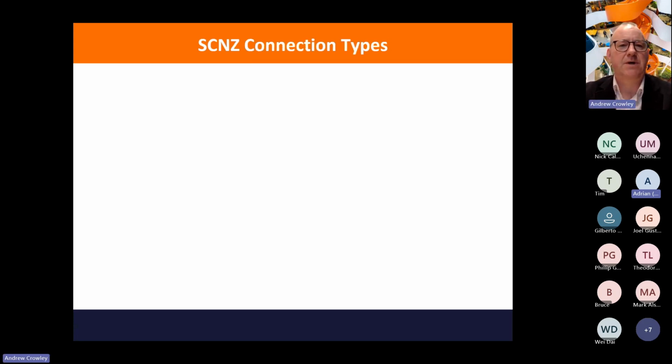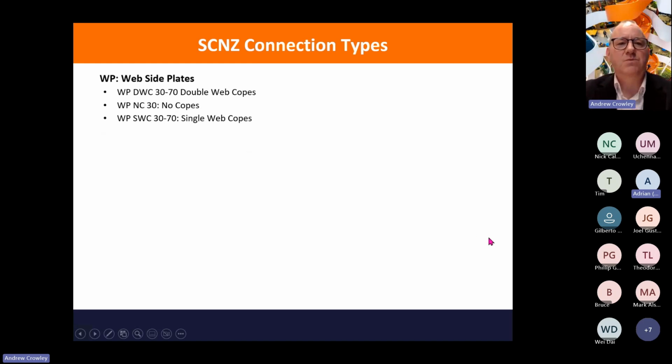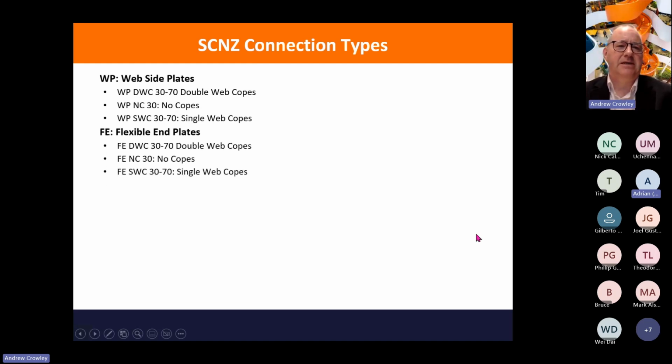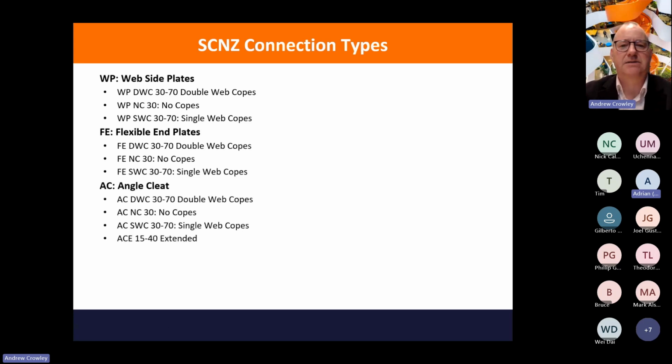Connection types, as a reminder, this isn't really posted on their website, but it's buried in the handbook somewhere. So the WP means web side plates, and the FE means flexible end plates, the AC means angle cleats. So it might be worth taking a screen grab of this right now.